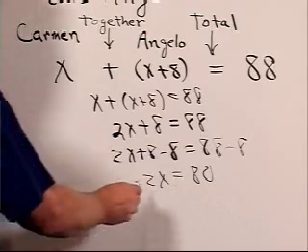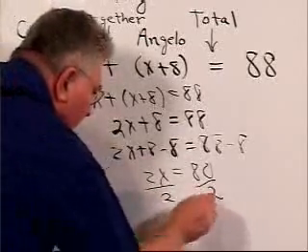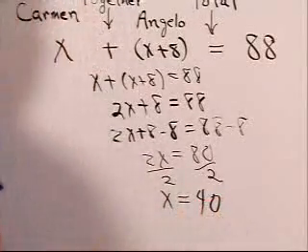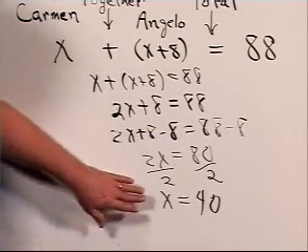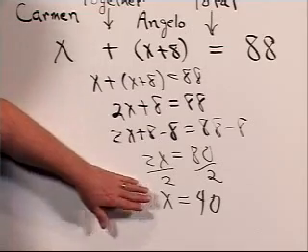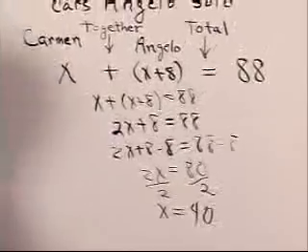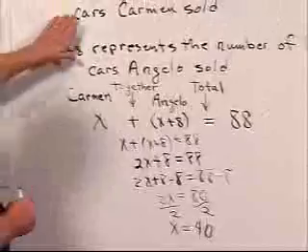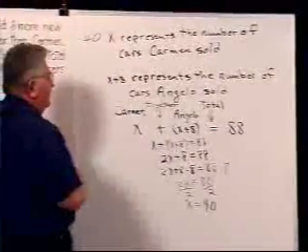Our last step is that I need to divide both sides by 2. And we have that x equals 40. Now in this particular problem, we had 2 different values we were looking for. Realize that x equals 40 represents what? In the original problem, or original statement here, we have x, and that's what we found the value for. That represents the number of cars that Carmen sold. So that's right here. This is 40.